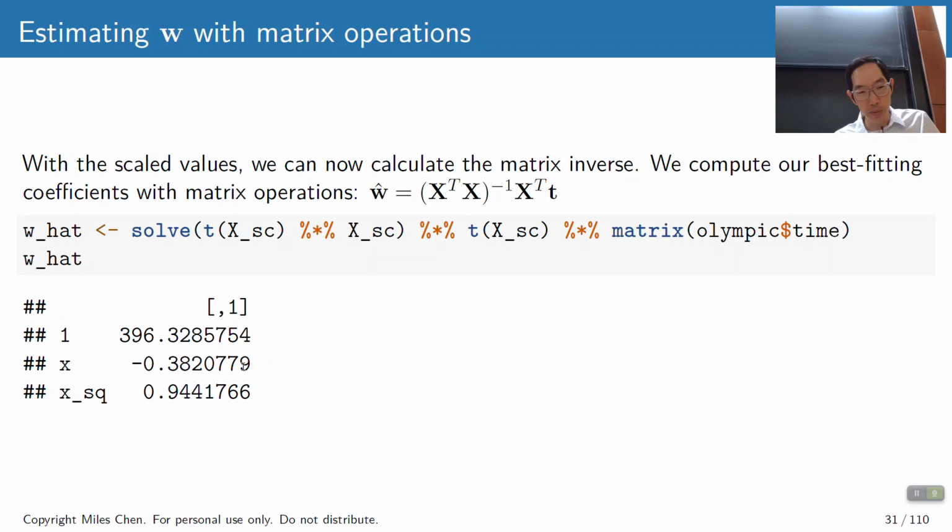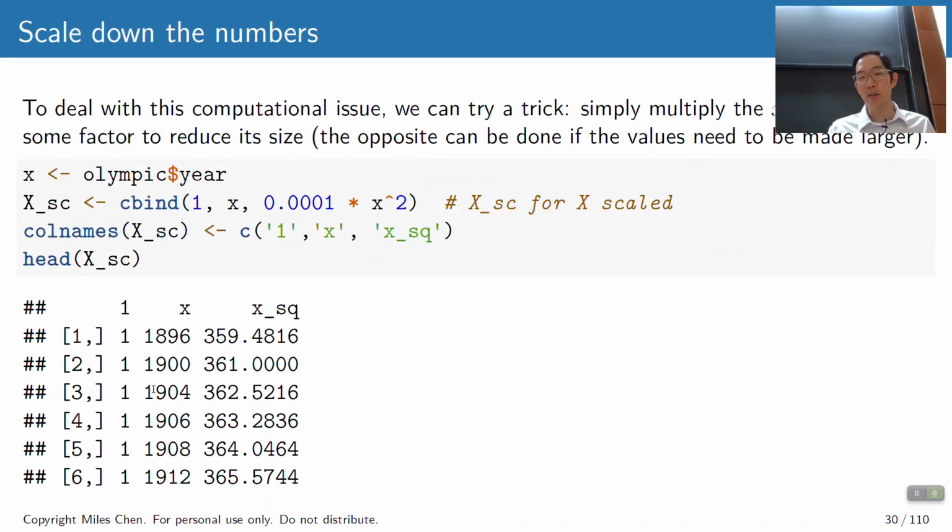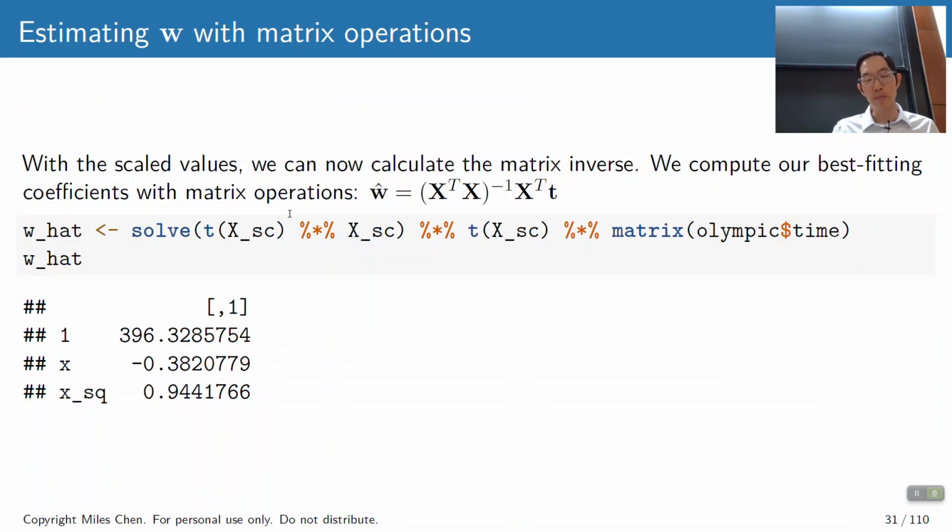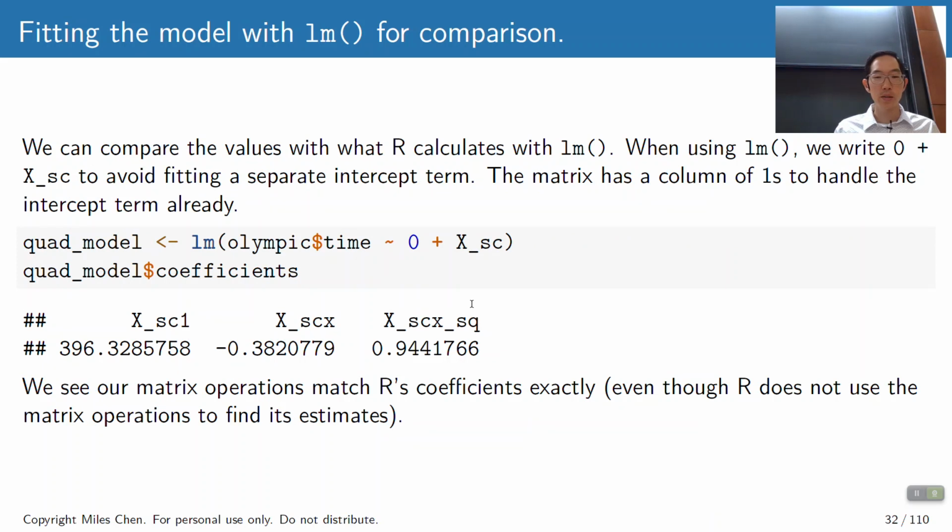And what do you know? It works. Okay. So this is now my intercept, my slope, and this is the coefficient associated with x squared after multiplying it by 0.0001, okay? All right.